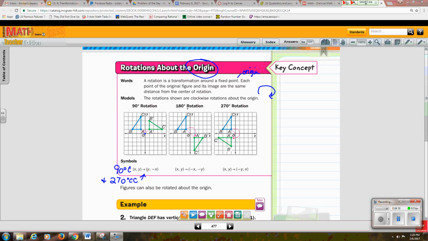Okay, the next one we're going to talk about is the 180-degree rotation. Okay, 180 degrees means it has gone halfway around a complete circle. Notice it's a straight line right here, whereas this one had that 90-degree angle right there. So it's a 180-degree rotation. Notice the A stays closest to the origin, as it should, because remember the distances have to be the same.